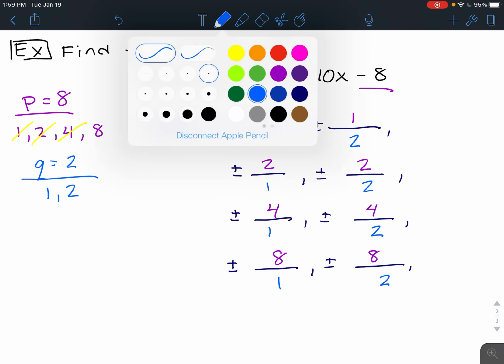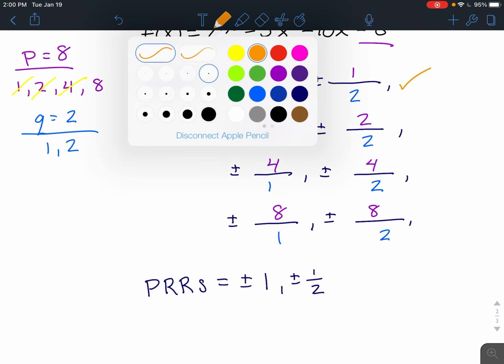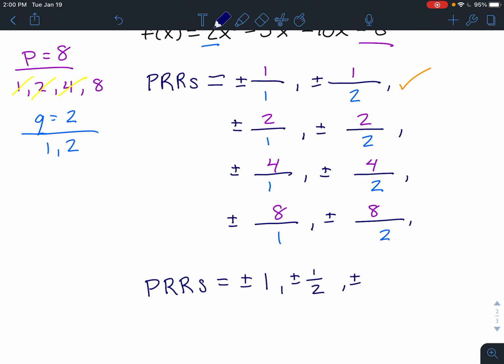Okay, so now I want to go through and simplify because I don't want to have any repeats. So if I look at the first one, plus and minus, so 1 over 1 is 1, so I'm going to get positive and negative 1, and then 1 over 2 is 1/2. Okay, so I've done this row. Okay, 2 over 1 is 2, so plus and minus 2 is an option. And then I get to plus and minus 2 over 2. Well, this is equal to 1, and I've already used that, so that's a duplicate. I don't need to write it again.